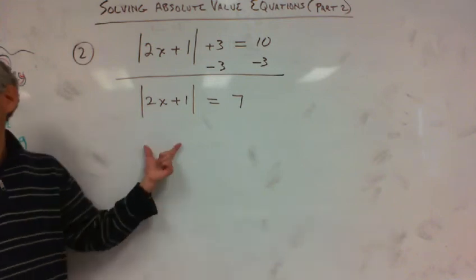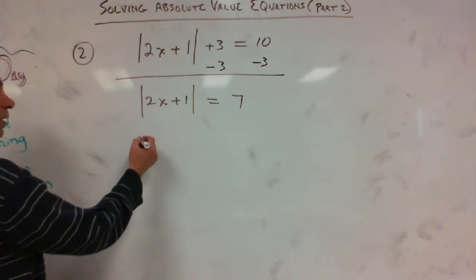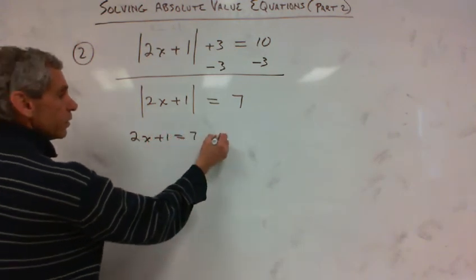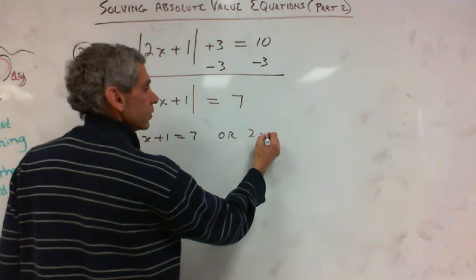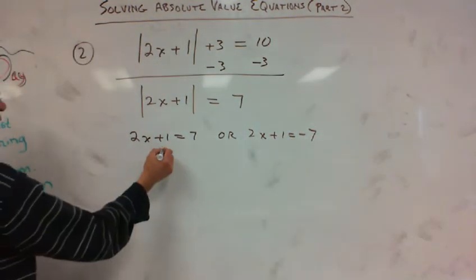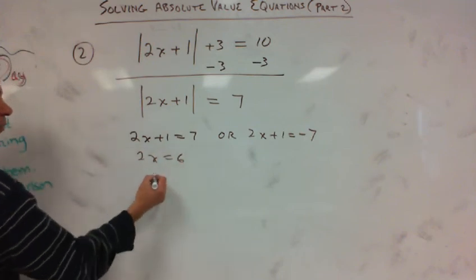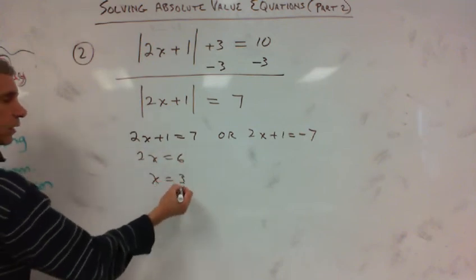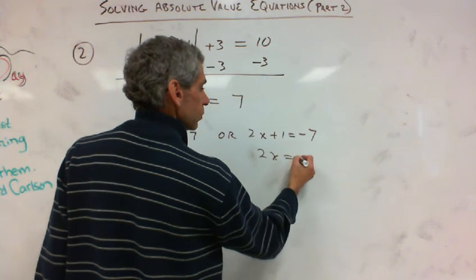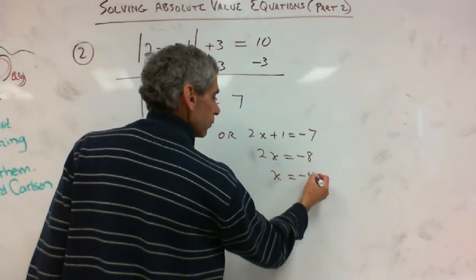So I can now do that little trick. That's the only time I can do this trick, is when that is all by itself on one side of the equal sign. So now I can go 2x plus 1 is equal to 7, or 2x plus 1 is equal to negative 7. So I subtract 1 from both sides. I have 2x is equal to 6. Divide by 2, I have x is equal to 3. Subtract 1, I have 2x is equal to negative 8. Divide by 2, x is equal to negative 4.